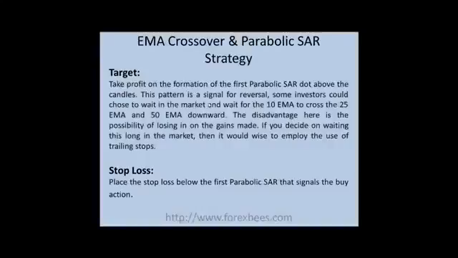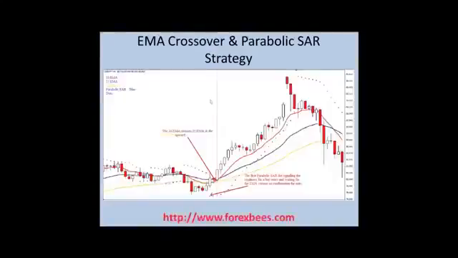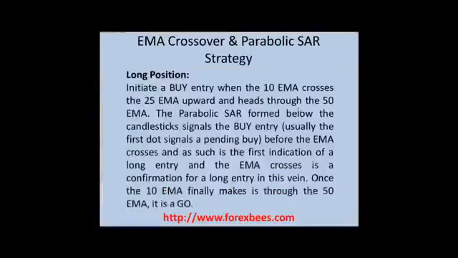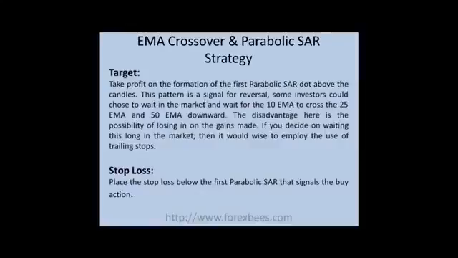So for the target, take profit on the formation of the first parabolic SAR dot above the candles. This pattern is a signal for reversal. That means you have to wait for the first parabolic SAR dot formation above the candlesticks. So this is where the first formation is. So you can exit at this point, because this pattern is a signal for reversal.